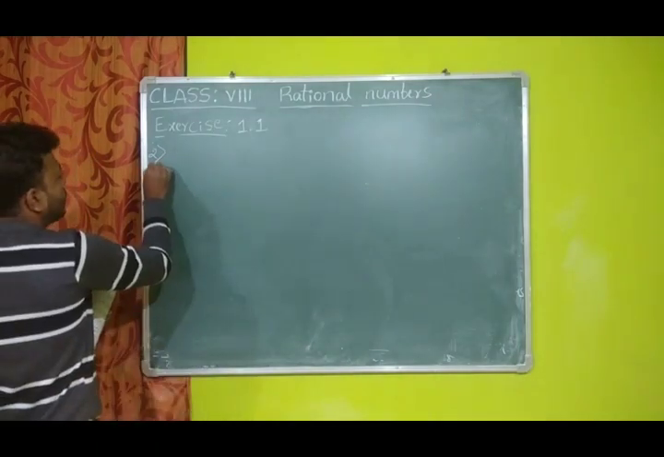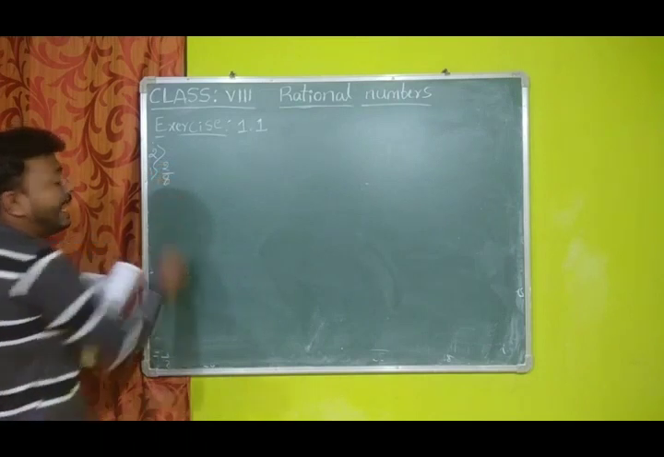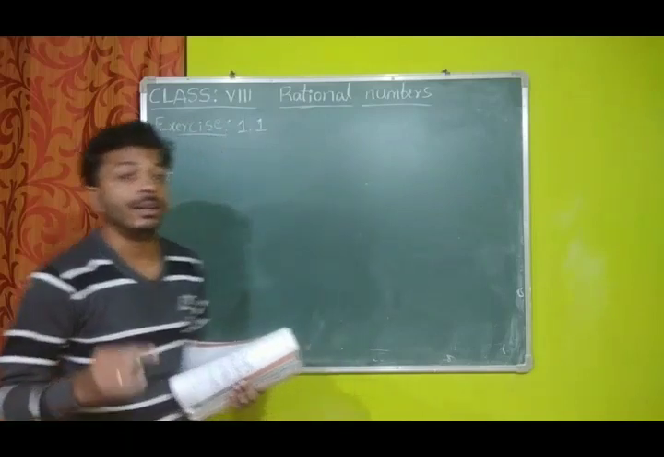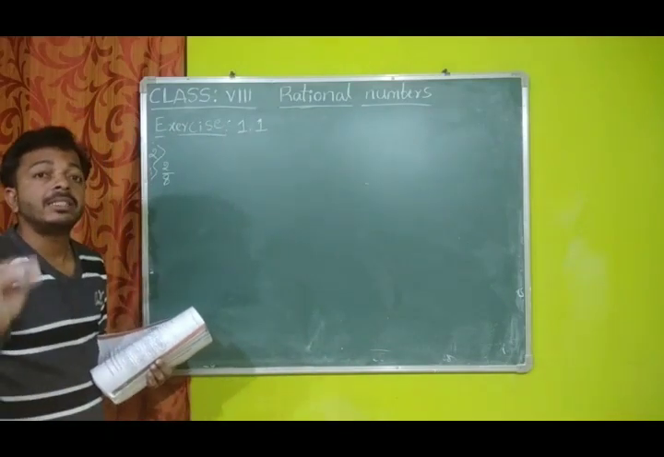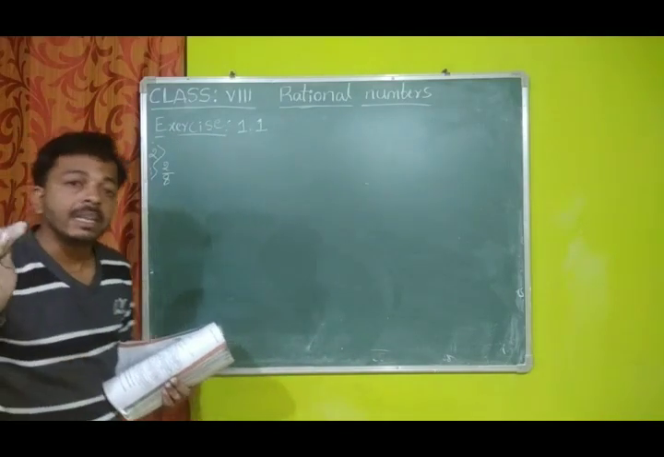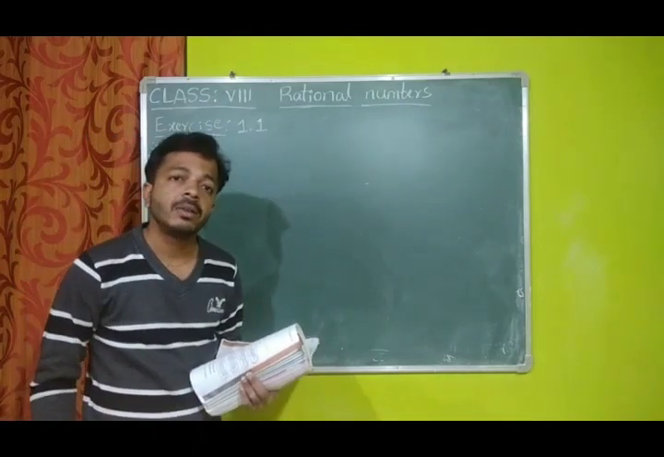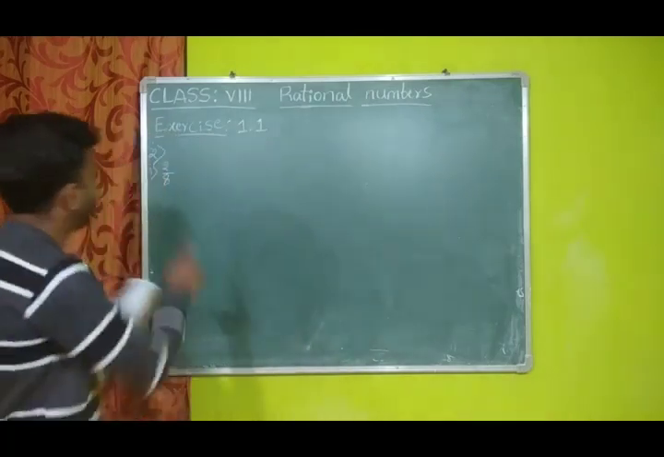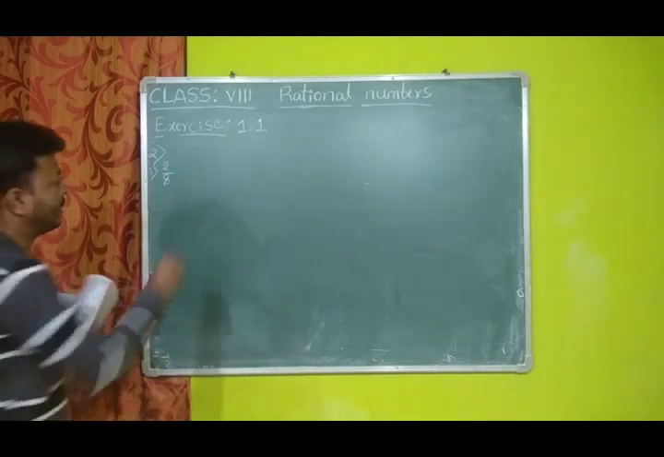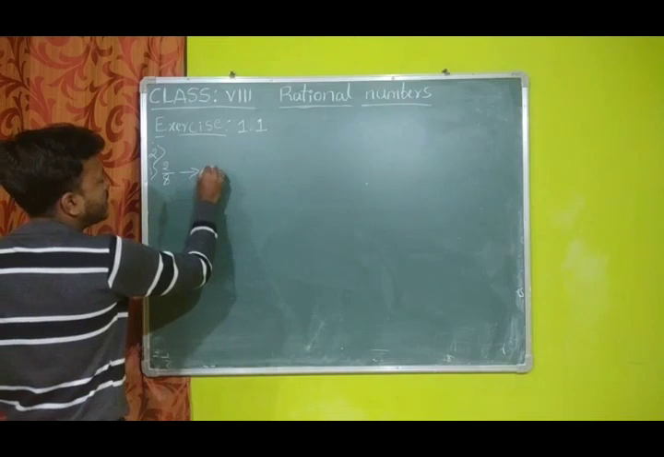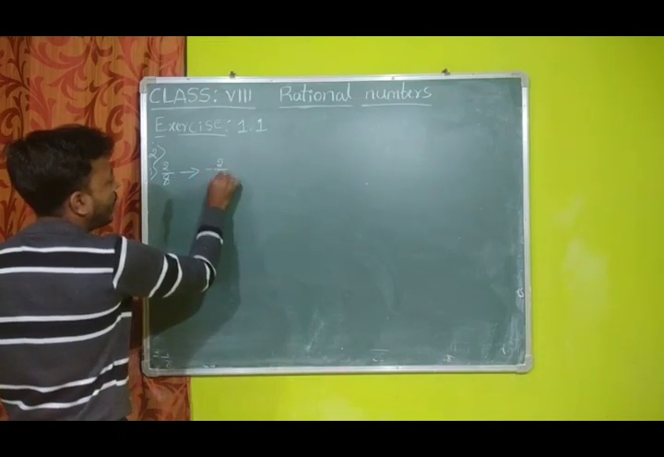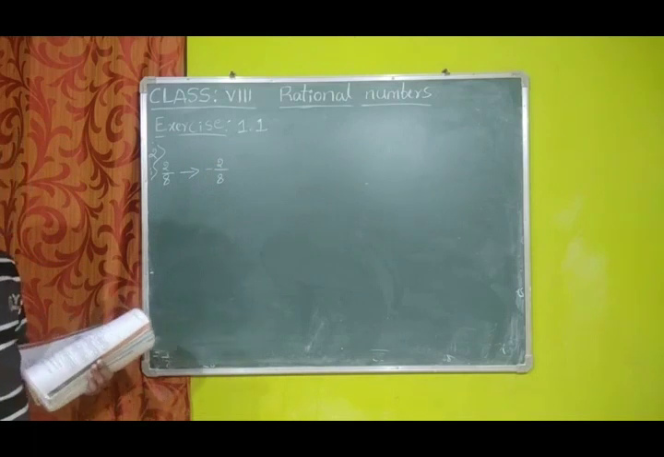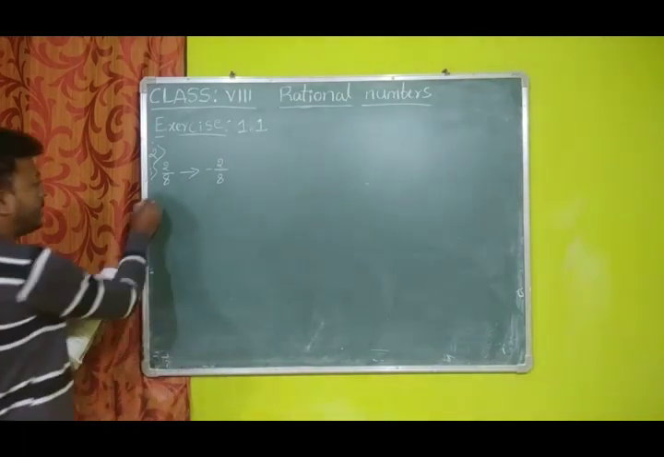First one, 2 upon 8. Additive inverse means just do the reciprocal. So sorry, not reciprocal. Here just change the sign. If you are doing the reciprocal, that is the multiplicative inverse. Here, just change the sign. So, additive inverse is minus 2 upon 8. Minus 2 upon 8 is the additive inverse of 2 upon 8. Just change the sign.